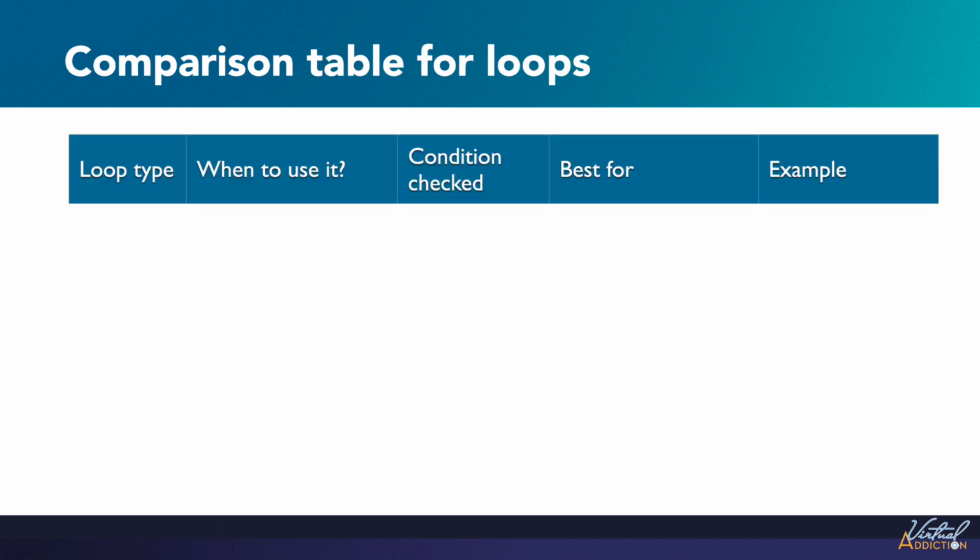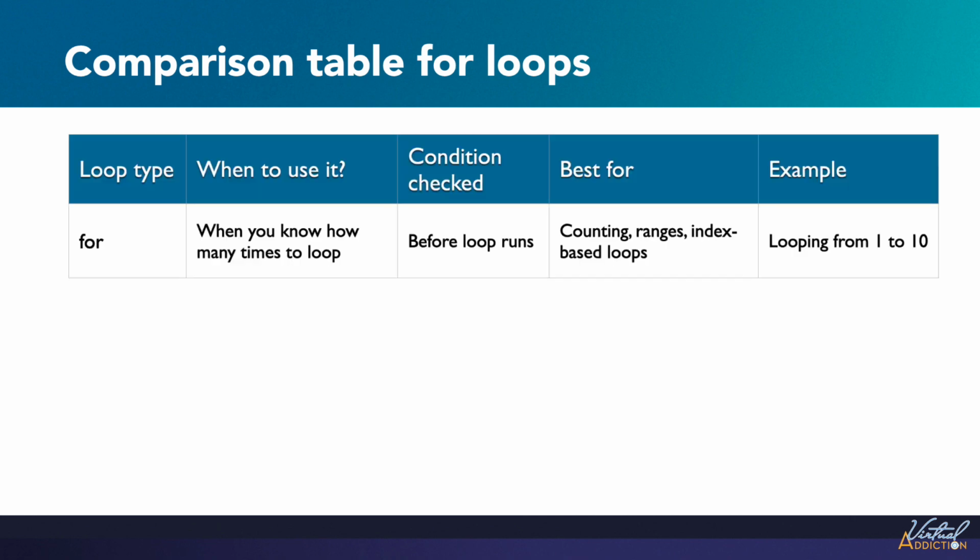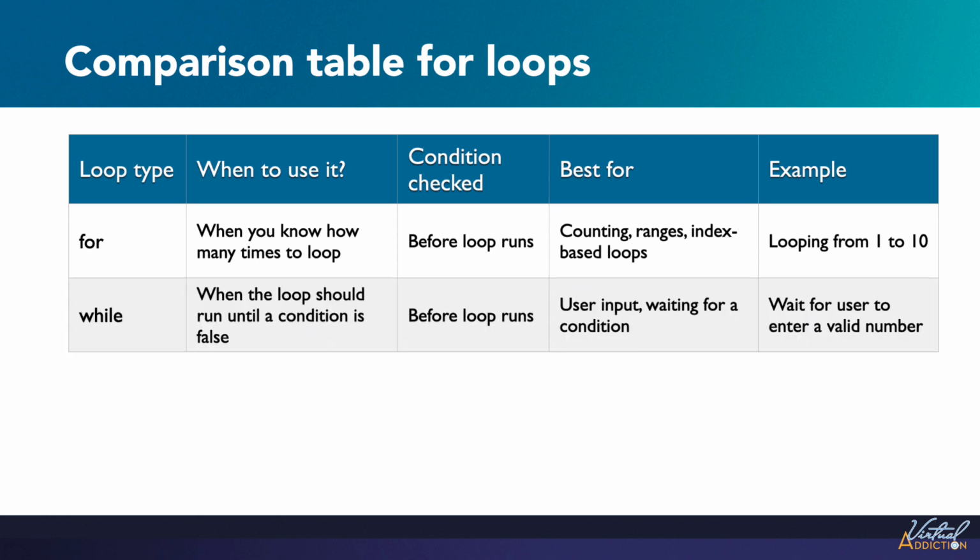If we compare the loop types, you can see that the for loop is used when you know how many times you want the loop to occur. The condition is checked before the loop runs, and this is best used for counting, ranges, or index-based loops. An example would be looping from 1 to 10. The while loop is going to be used when the loop should run until a condition is false. The condition is checked before the loop runs. This is best for user input and waiting for a specific condition. An example would be to wait for a user to enter a valid number.